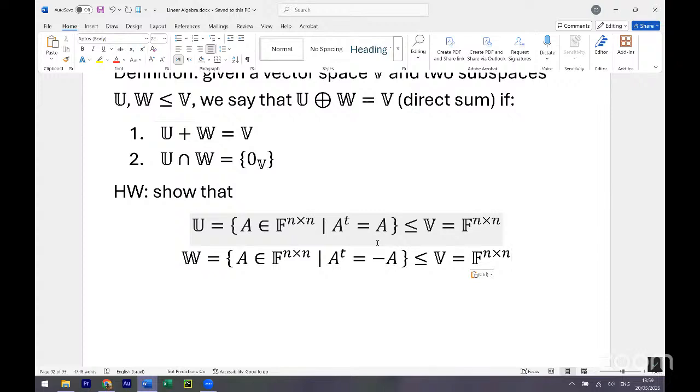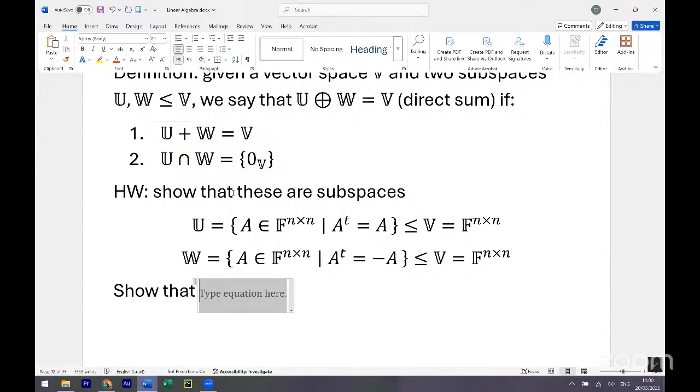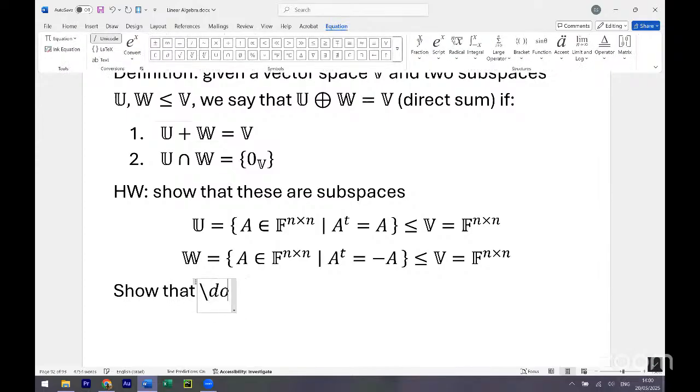In any case, show that U is a subspace. Show that W is a subspace, and let me just write in words. Show that these are subspaces, and next, show that the direct sum of U and W is all of the matrices. You basically had the main thing you need to do here.